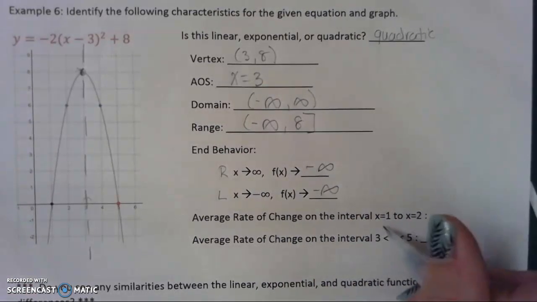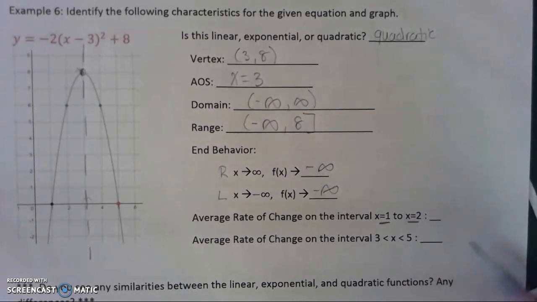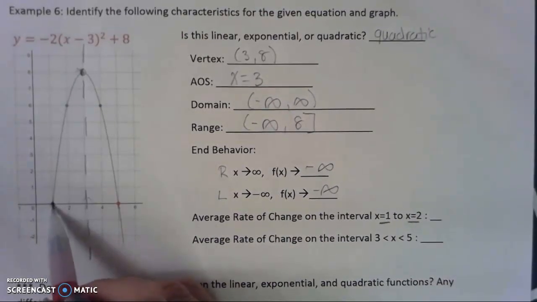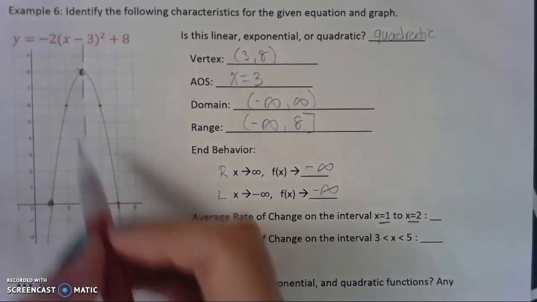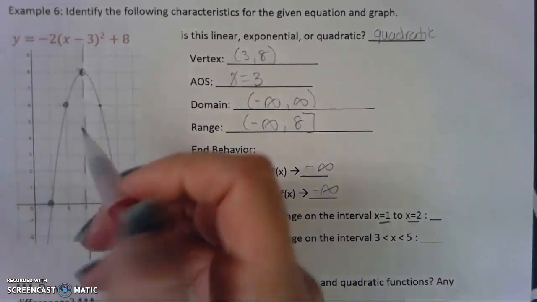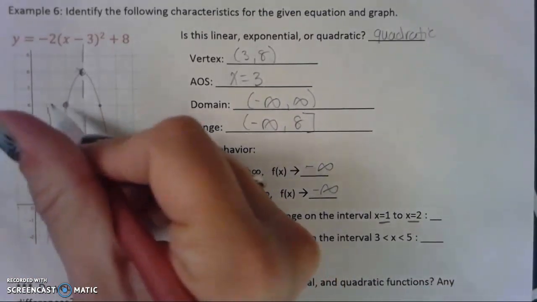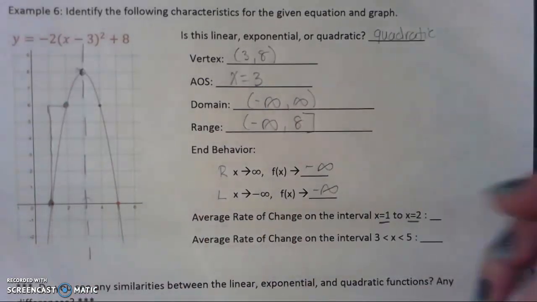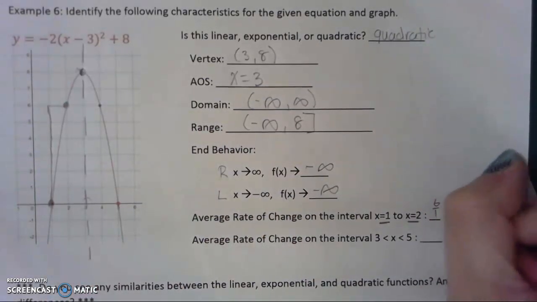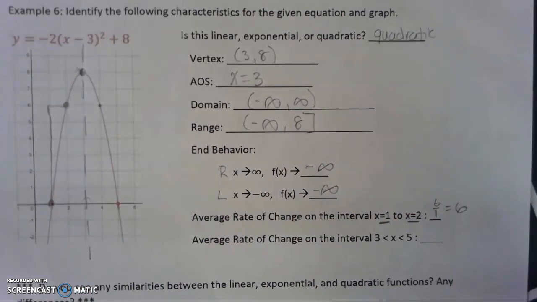All right, our average rate of change, we're going to go from 1 to 2. So when x is 1, here's our point. When x is 2, here's our point. So let's count our slope. 1, 2, 3, 4, 5, 6. So rise 6, run 1, which just gives us 6.